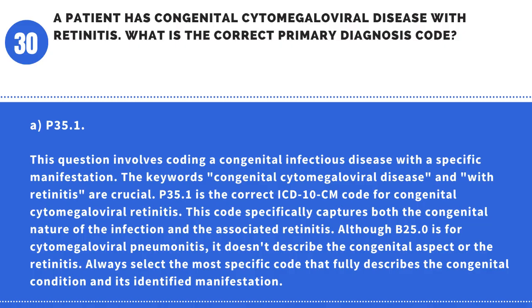P35.1. This question involves coding a congenital infectious disease with a specific manifestation. The keywords congenital cytomegaloviral disease and with retinitis are crucial. P35.1 is the correct ICD-10-CM code for congenital cytomegaloviral infection. This code specifically captures both the congenital nature of the infection and the associated retinitis. Although B25.0 is for cytomegaloviral pneumonitis, it doesn't describe the congenital aspect or the retinitis. Always select the most specific code that fully describes the congenital condition and its identified manifestation.